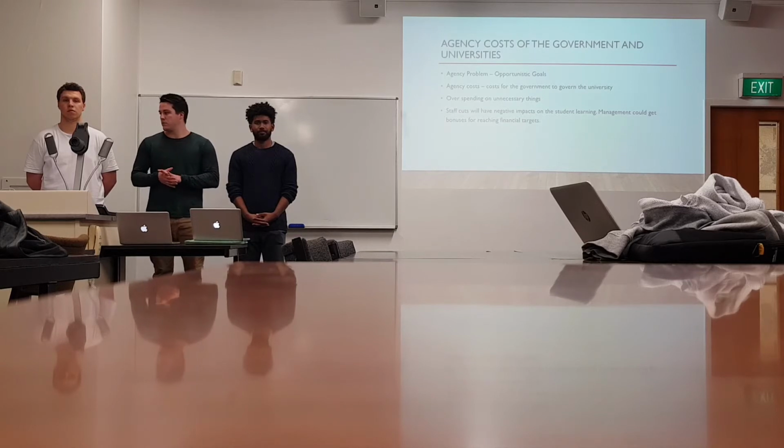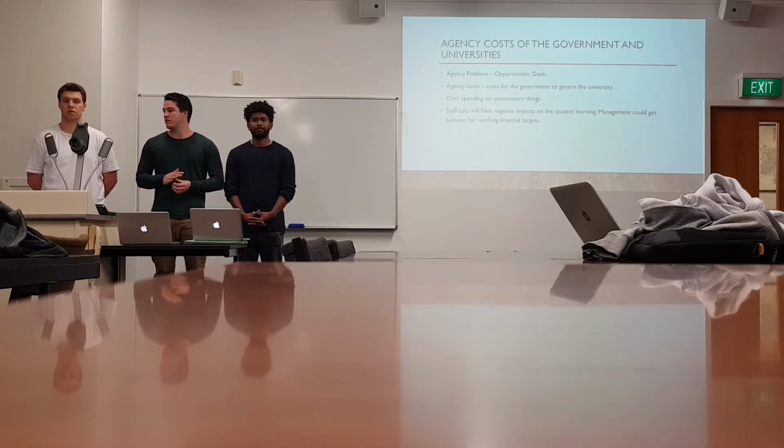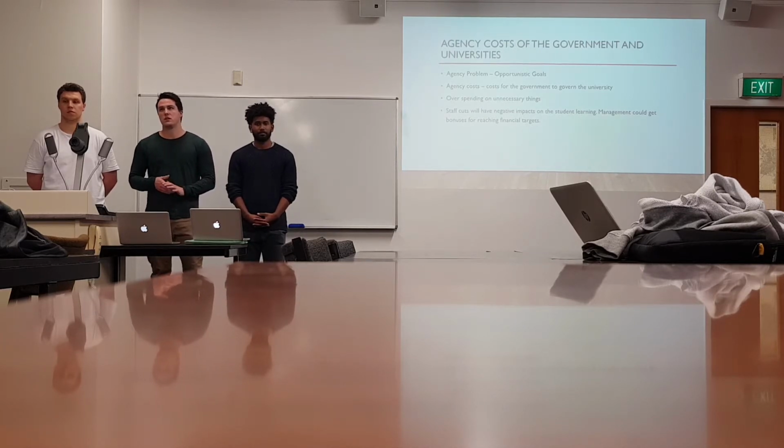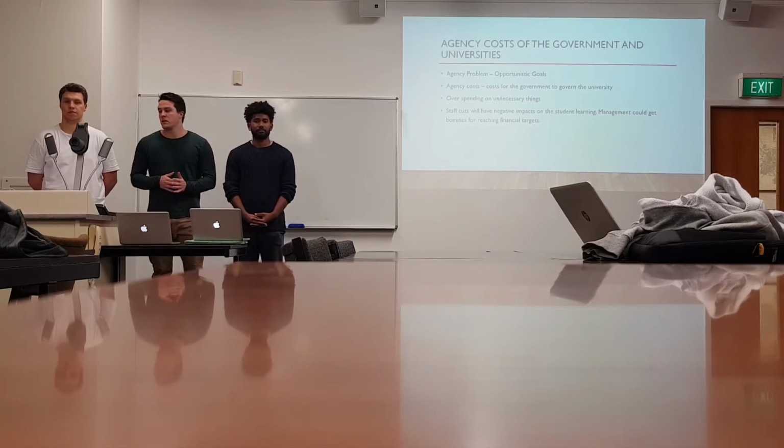So we've got a couple of examples that relate to Waikato University. So the overspending of unnecessary things. So the government provides the university money to go towards things that relate to the government's goals, such as the more students graduate, the better.